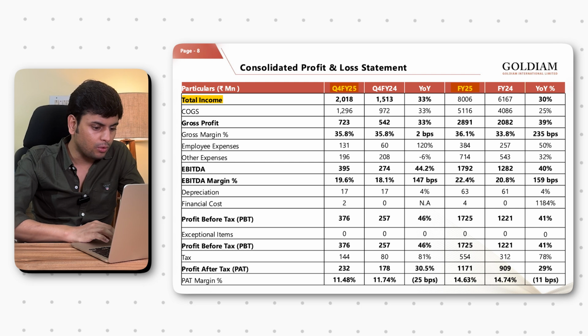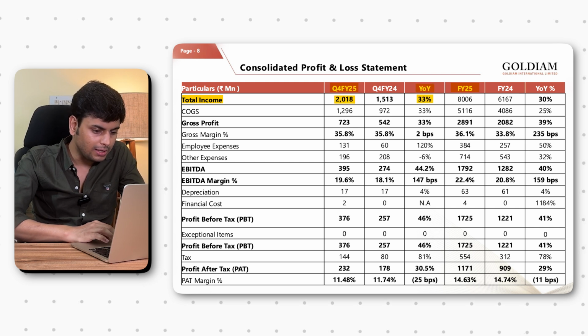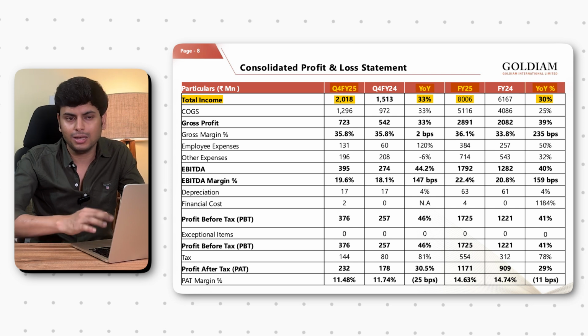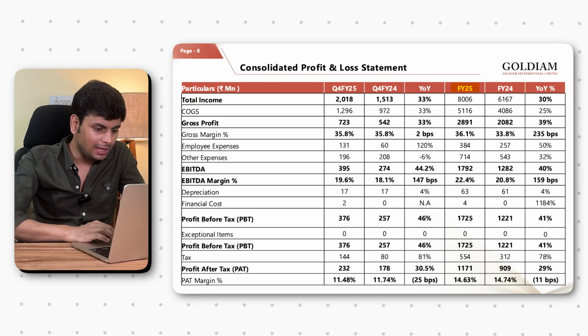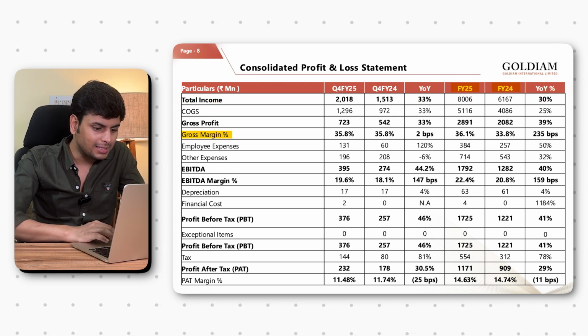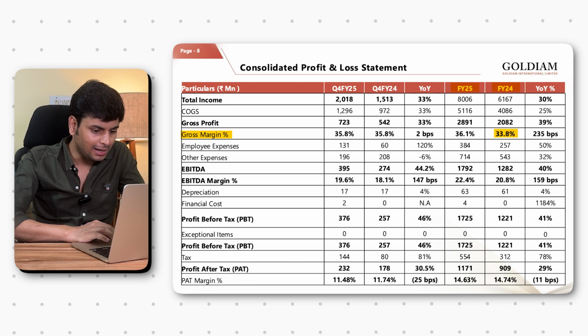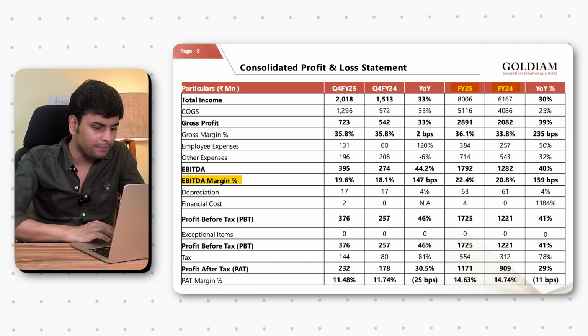In Q4, sales have grown by 33%. For the full year, sales have grown by 30%. This means Goldiam is a fast-growing jewelry business. Then if you look here, in FY25, the gross margin has increased from 33.8% to 36.1%. EBITDA margin has increased from 20.8% to 22.4%.